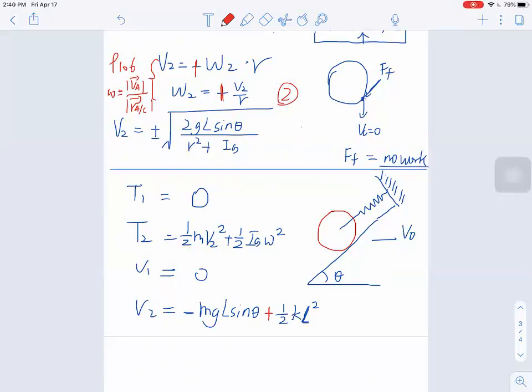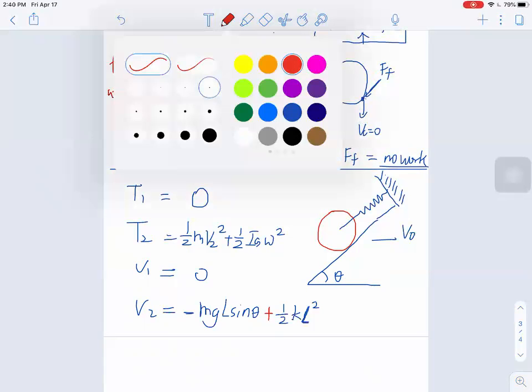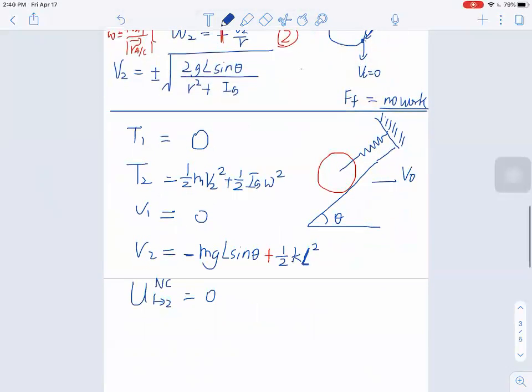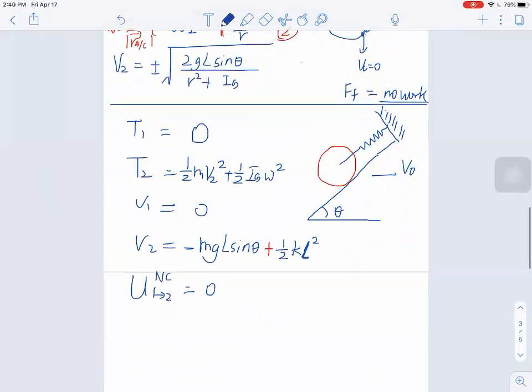Okay. So that's V1, V2, the potential energy at position 1 and position 2. And the work done from the friction force, the non-conservative force, is going to be 0 as well if the disk is rolling with no slip. See, if we add a spring, that makes this problem a little bit more complex.